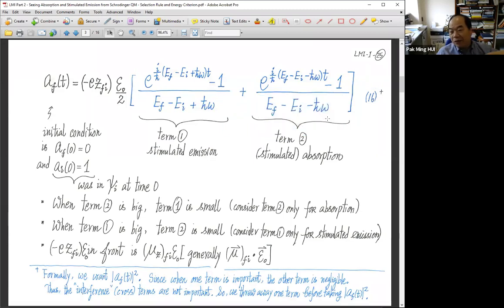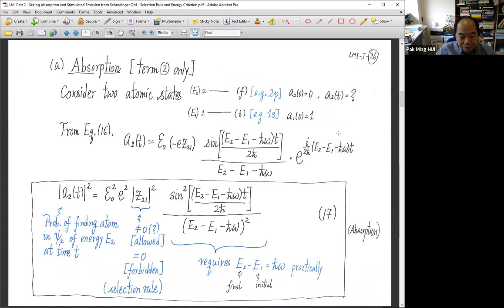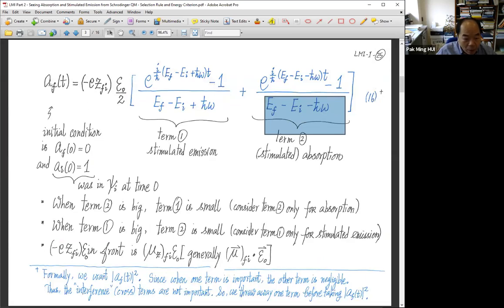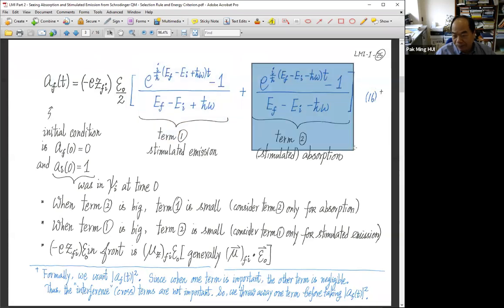Okay, meaning you give me an initial and final and then you have an h bar omega, okay? Either you have this term being big or this term being big. When one is big, the other cannot be big. That is the observation, okay? Now, formally, at this point, we should take this thing squared. And therefore, you expect to see some cross terms in addition to this thing squared and this thing squared, okay?